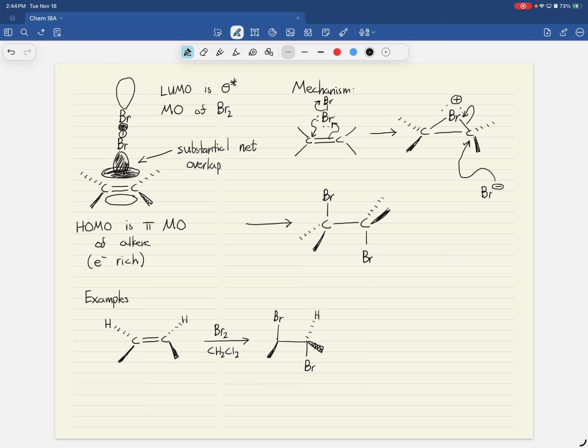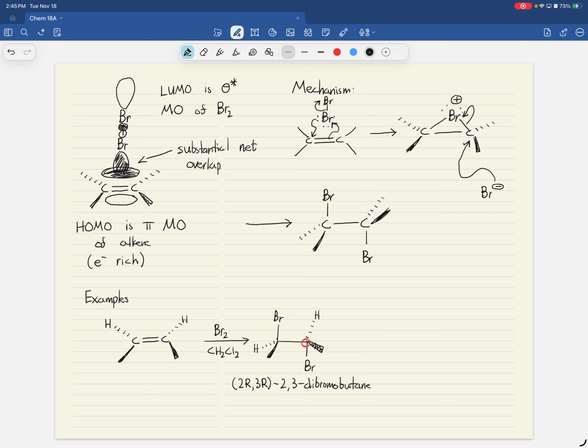So you see here, I kept all the wedges and dashes the same. But compare this example where we attacked, so this one we attacked at this position. So the bromine added in this position. All right, so I'm going to name this. See if you can assign the stereochemistry, remember, practice 2R, 3R. 2,3-dibromo. And what's the parent name? Yep, you're right. Butane.